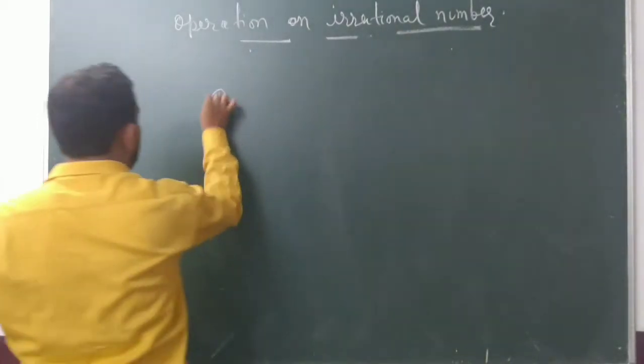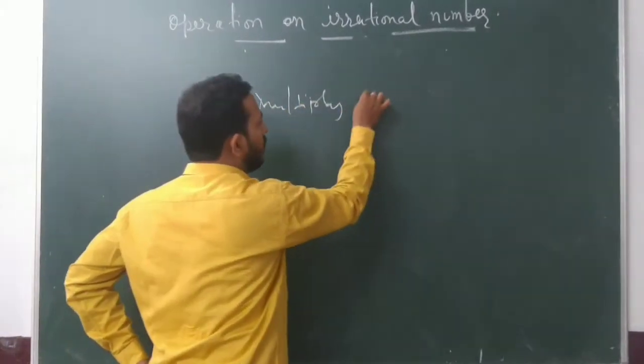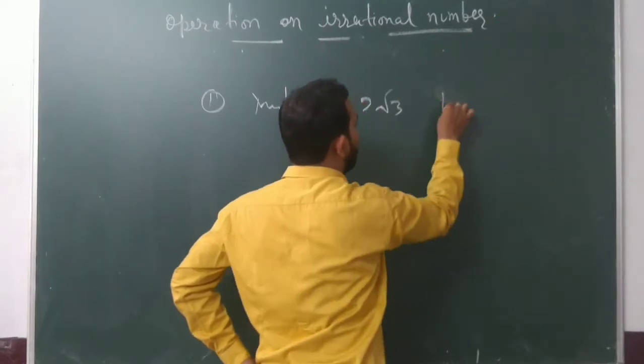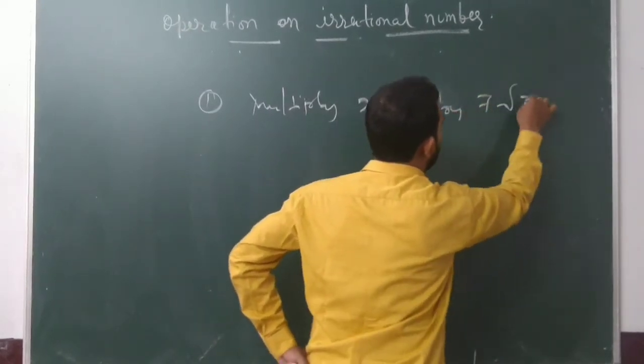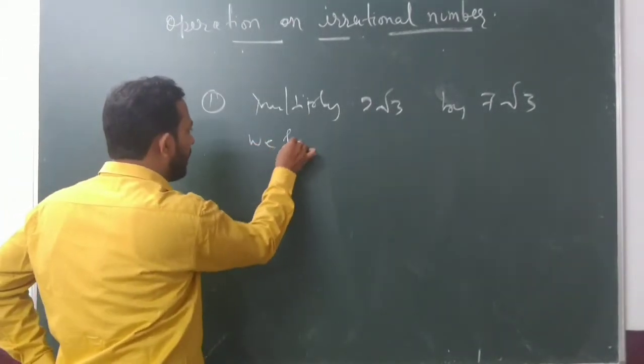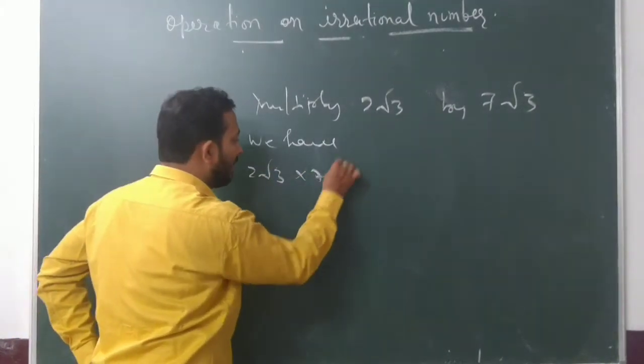First problem, multiplication. The question will be like this: multiply 2 root 3 by 7 root 3. You need to multiply. How are you going to multiply? Take it here. We have 2 root 3 into 7 root 3.